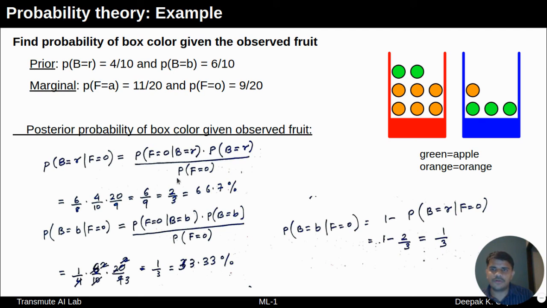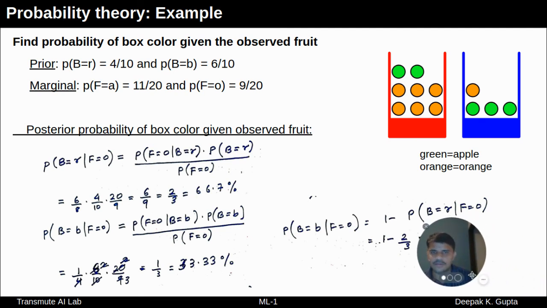But that's all for now in this lecture. I hope with this the concepts of probability are clear.